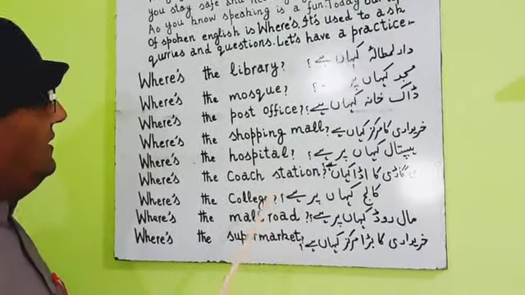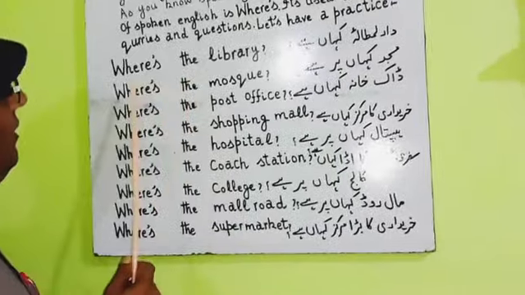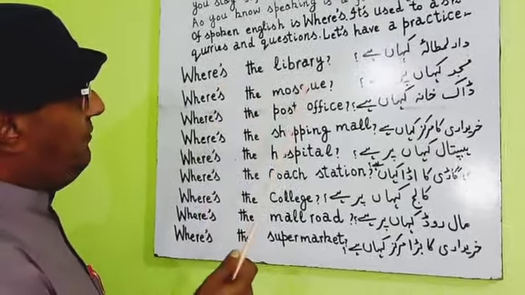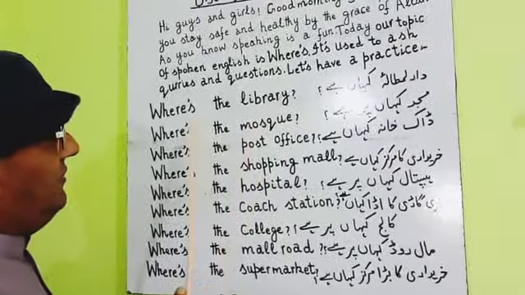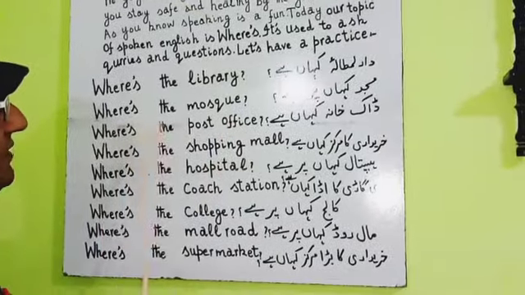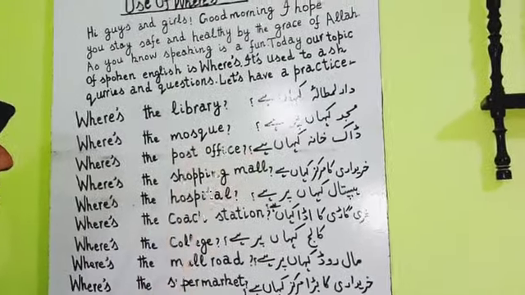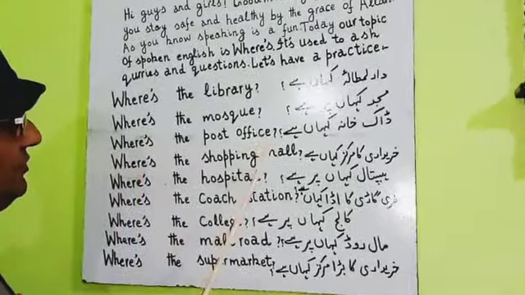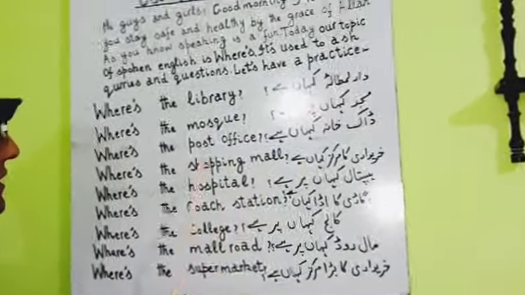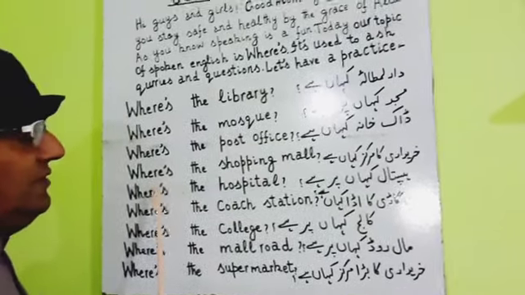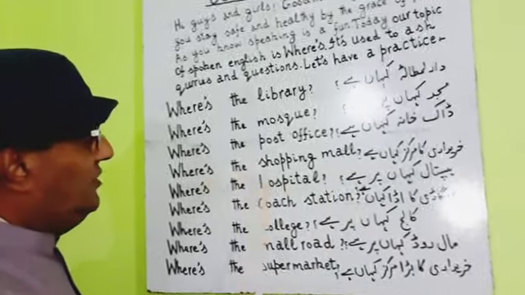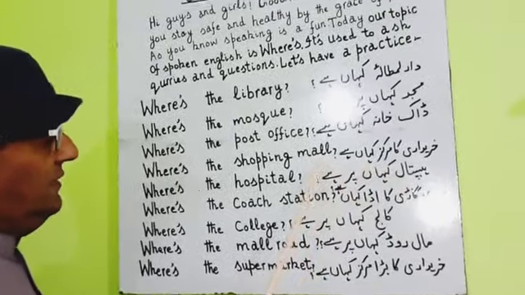Girls and guys, let's have a say again. Look here from the start. Where's the library? Darul Mutaliya कहाँ है? Where's the mosque? मस्जिद कहाँ पर है? Where's the post office? डाकखाना कहाँ है? Where's the shopping mall? खरीदारी का मरकज कहाँ है?